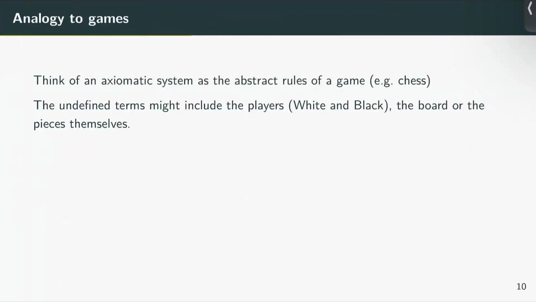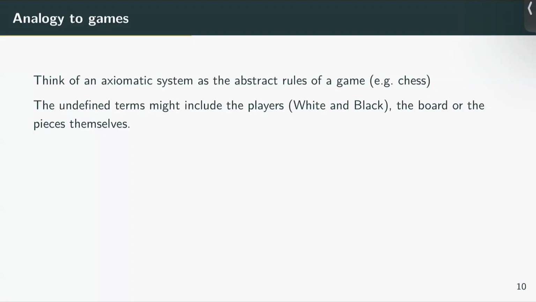So I want you to think of this by analogy to a game. Let's say the game of chess. The undefined terms might be the players. Right? The rules talk about white and black, but if I'm going to play a game of chess with you, I could be white, you could be black, or I could be black and you could be white. Right? When you're playing chess, you get to choose who gets which side of the chessboard.